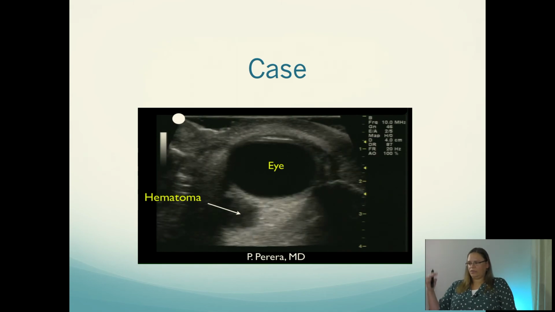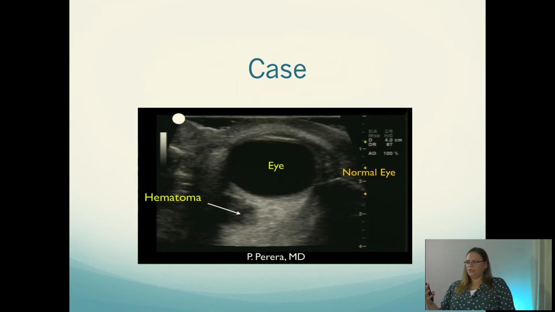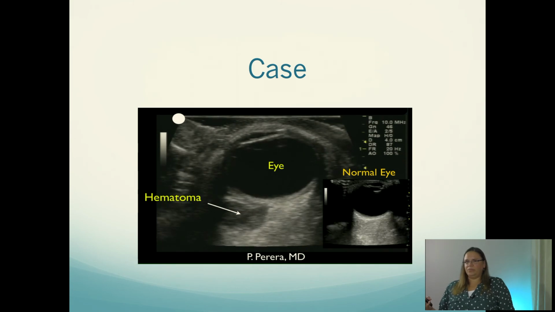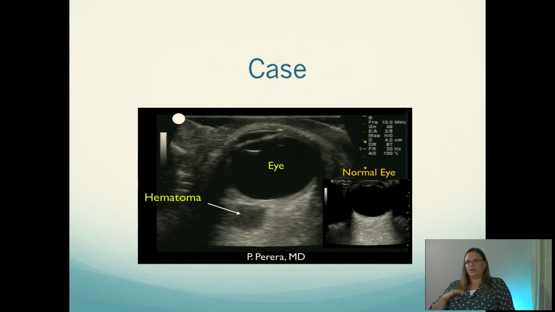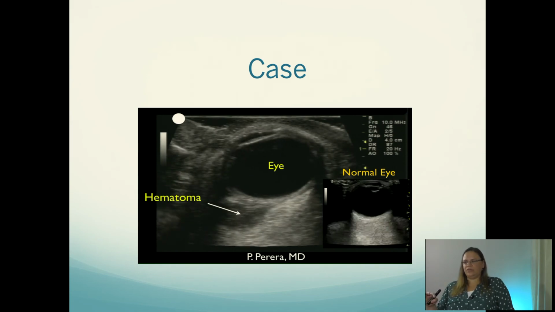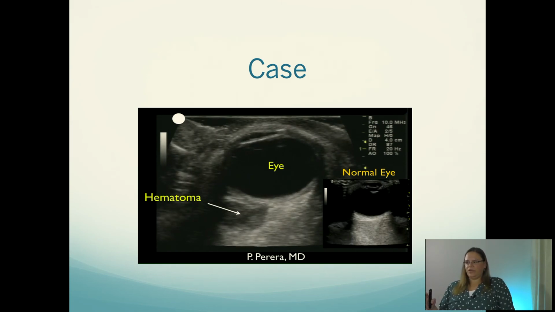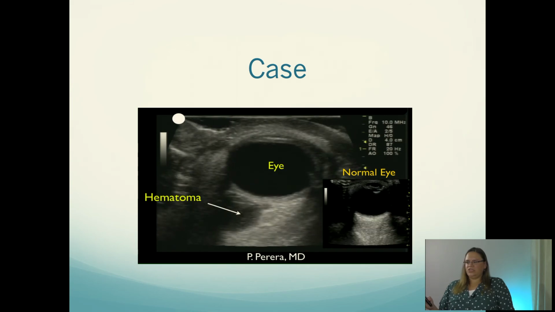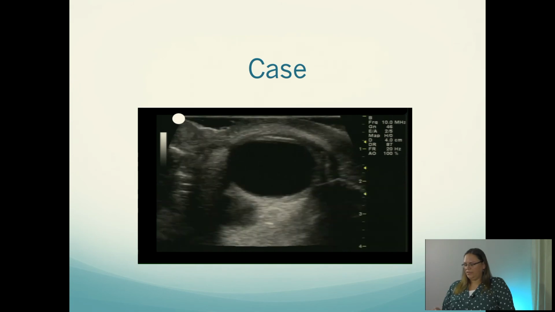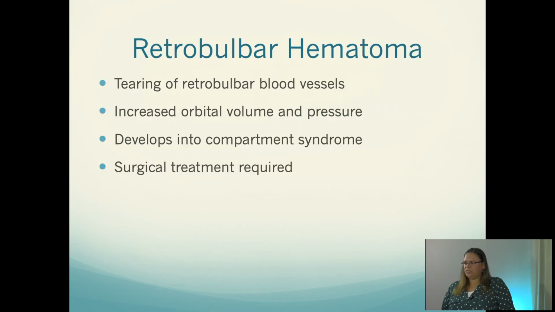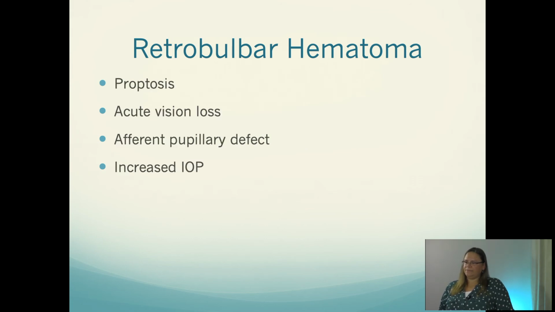So again, going through our algorithm, the orbit itself appears circular, the lens appears to be in the correct place, the vitreous chamber looks clear, I don't see any retinal detachment. Now we're going to move on to look at the tissues surrounding the orbit, and you can see there's this hyperechoic structure that's not in the location where you would typically see the retina or the optic nerve, and this is a retrobulbar hematoma, which is important for us because it causes increased orbital volume and pressure, which is basically a compartment syndrome of the eye and requires emergent surgical treatment.